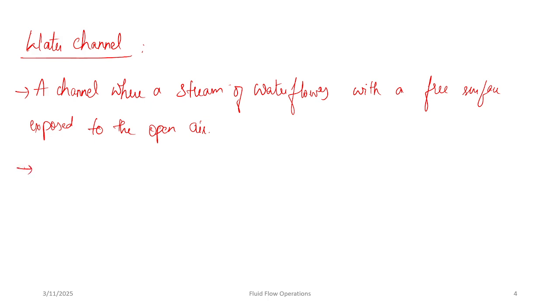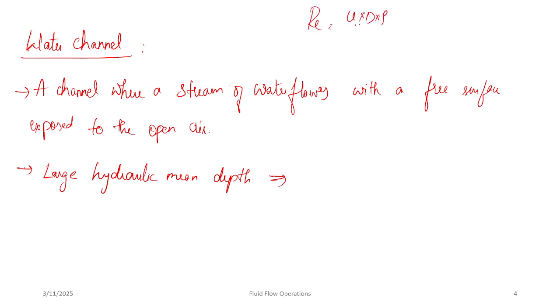Water channels have large hydraulic depths. That means the Reynolds number will also be very large, which is where turbulent flow occurs. We know that the Reynolds number is U into D into rho by mu: velocity into diameter into density by viscosity. Here, instead of the hydraulic diameter, we'll use the hydraulic mean depth.